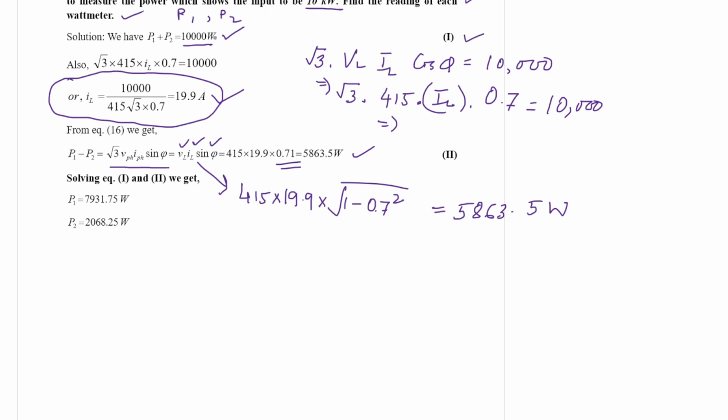So this is your equation number 1. P1 plus P2 is equal to 10,000 watt, this is your equation 2. P1 minus P2 is equal to 5863.5 watt. If you solve these two, you will get the solution P1 equal to 7931.75 watt and P2 equal to 2068.25 watt.